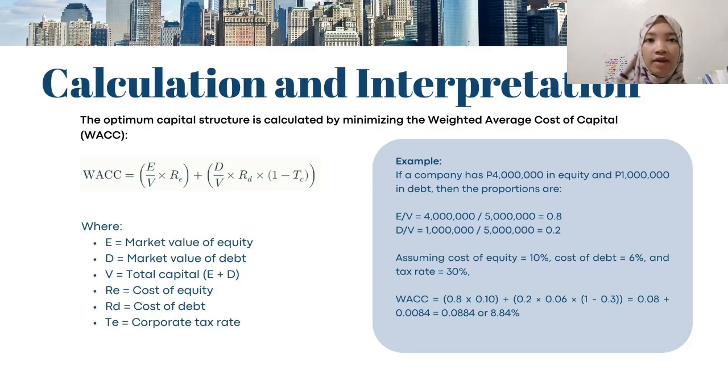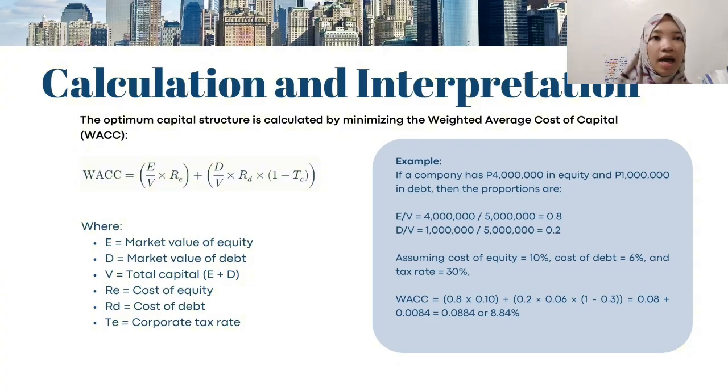So first we have E, which is the market value of equity, D, which is the market value of debt, V for the total capital, which we can get by adding the equity and the debt, RE, which is the cost of equity, RD, which is the cost of debt, and T, which is the corporate tax rate. So, dito meron tayong example.